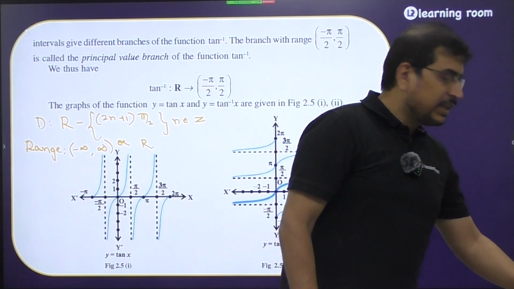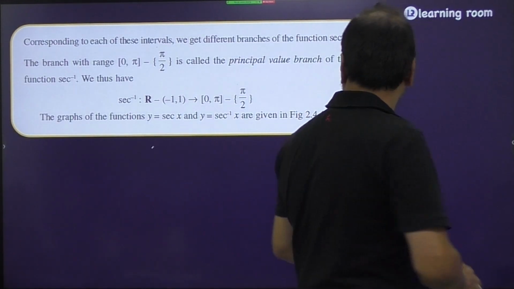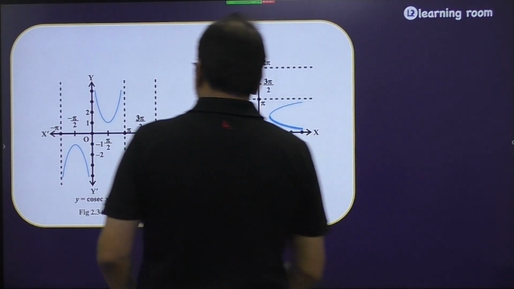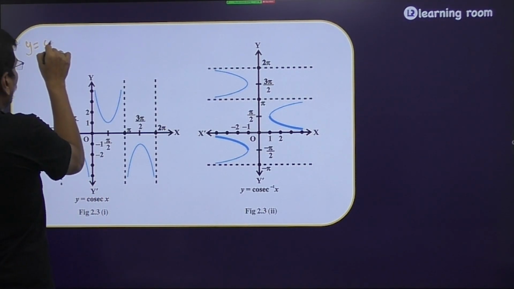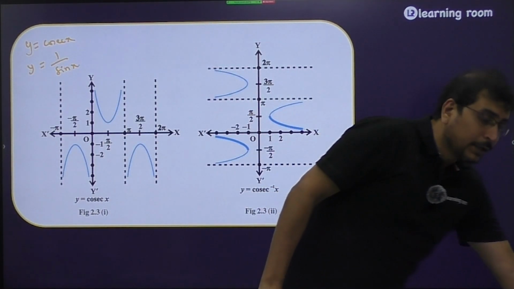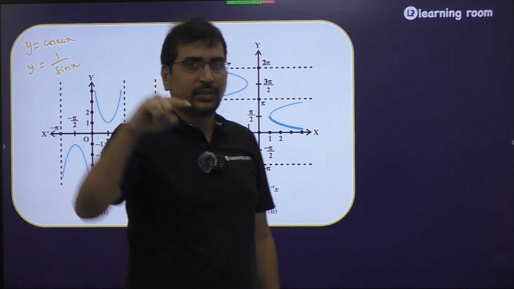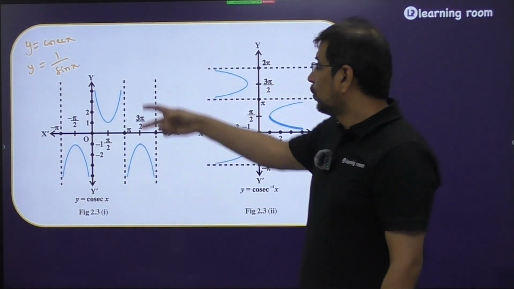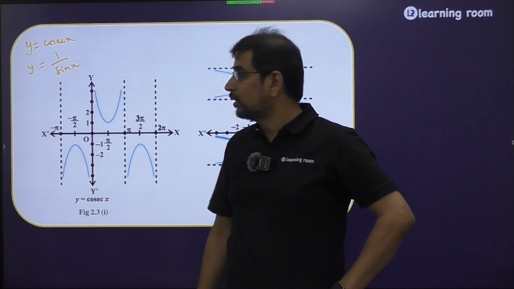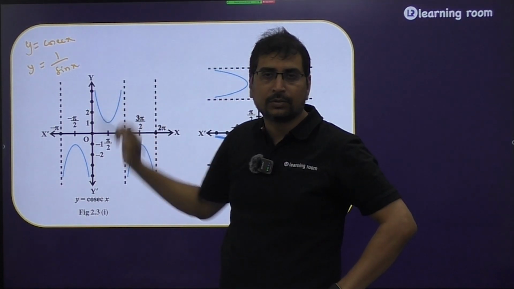So in a similar way, we have three other functions. What are they? Cosecant, secant, and cot. If you look at cosecant, y is equal to cosecant x. So y is actually 1 by sin x. I told you one thing. What is it? From the domain, you need to remove the value of x which is generating an infinity. When will this function give you infinity? So when I put 0 here, what will I get? 1 by sine 0, which is 1 by 0. So I get an infinity.